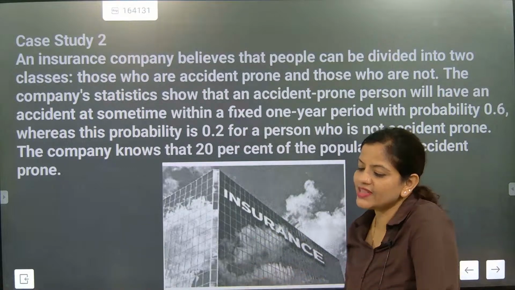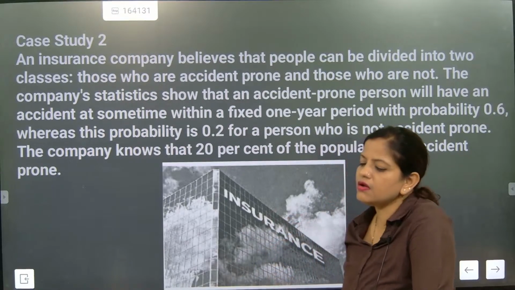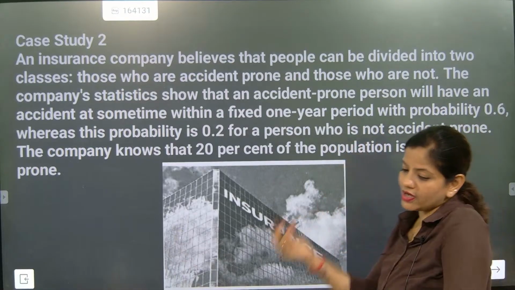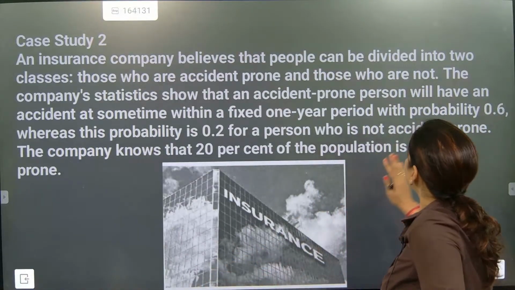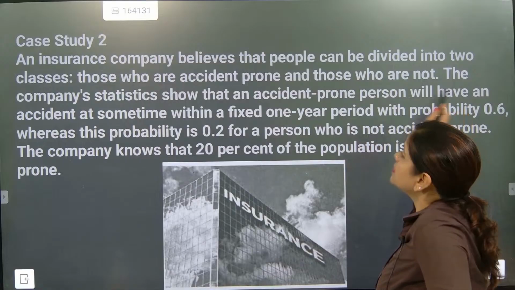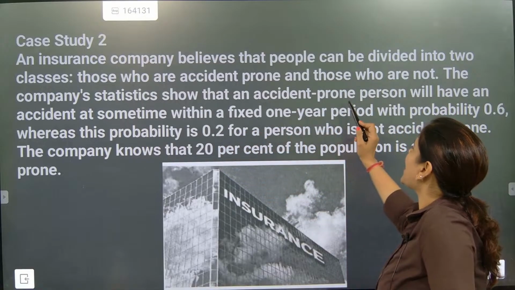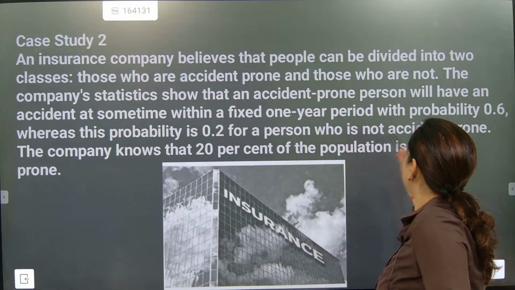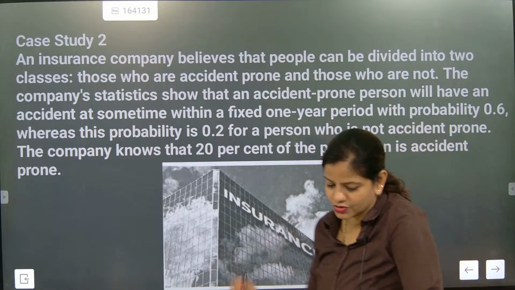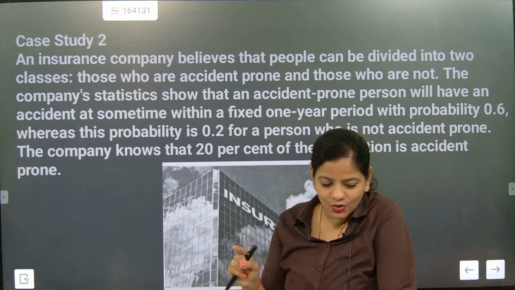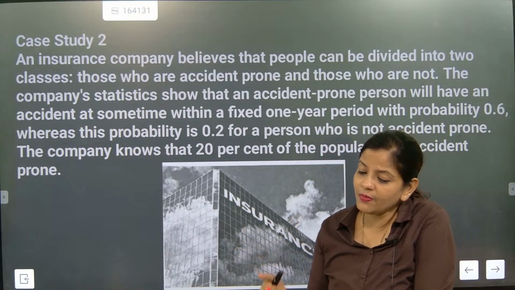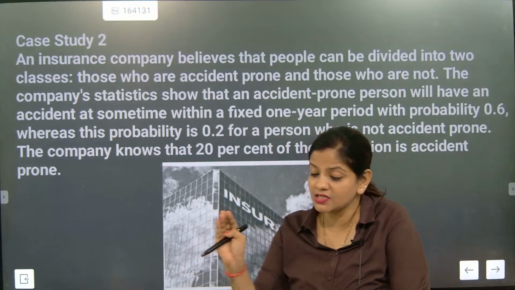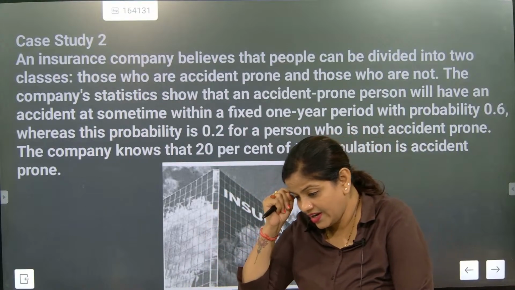So class 1 is those having accident or who can be getting accident. Another class is those who are not having accident, not met with accident. So the insurance part, 2 classes, done. The company statistics show that an accident prone person will have an accident at some time within a fixed 1 year period with probability 0.6. So remember this one. So those people who are accident prone, they will be having accident in every 1 year, and the probability for such people is 0.6. Again, rewind in your brain.